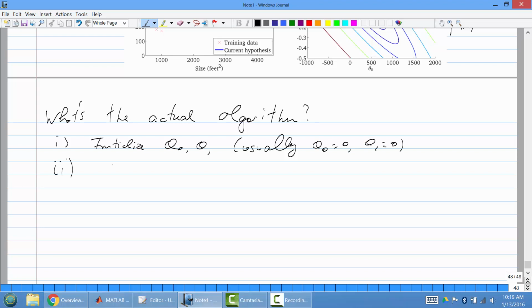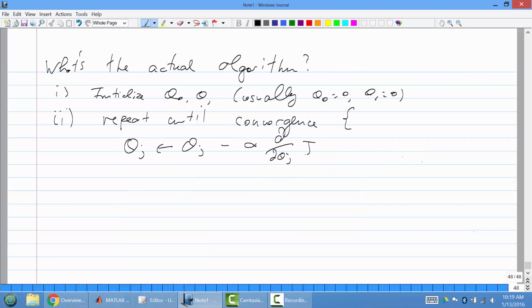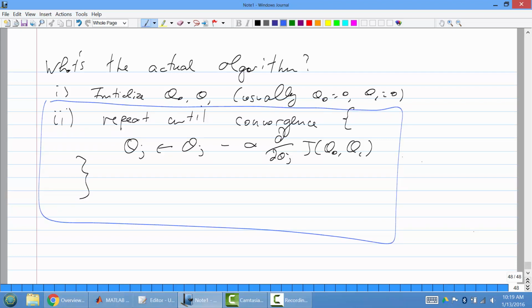It depends. But we usually just set it to 0 when we don't really know the problem domain. And then finally, what you're going to do is repeat the following until convergence. You're going to update the parameter so that you move in the direction of the negative slope, or the negative rate of change. So this is the main algorithm. What this arrow means is to update, or simultaneously update.